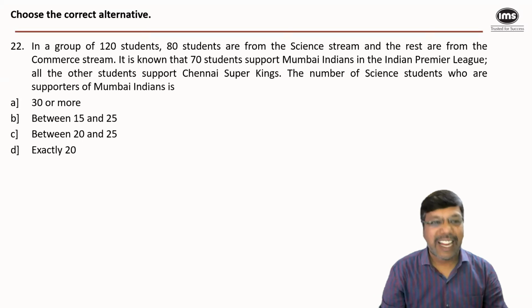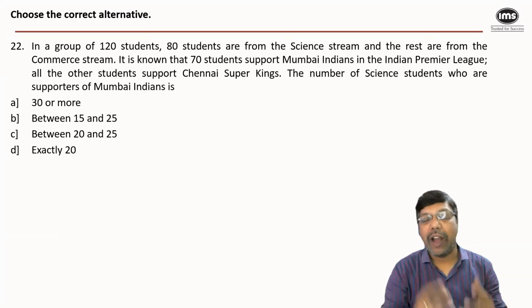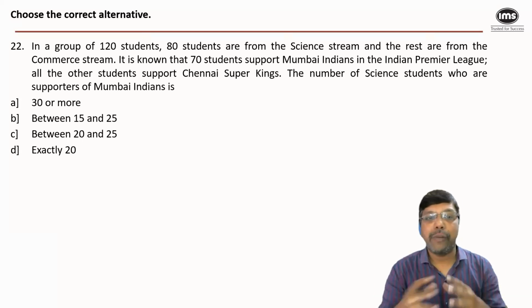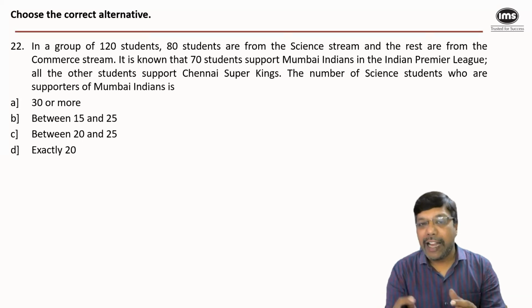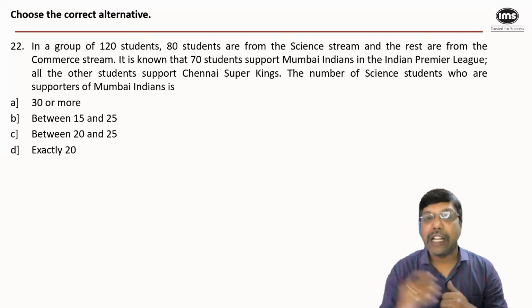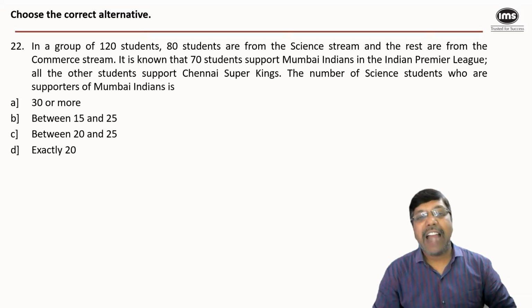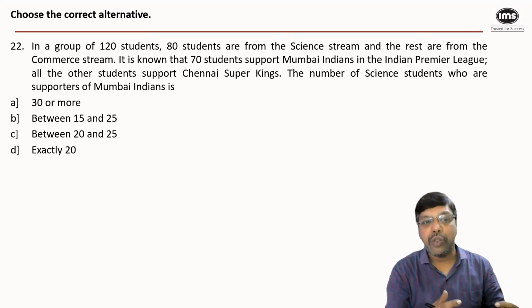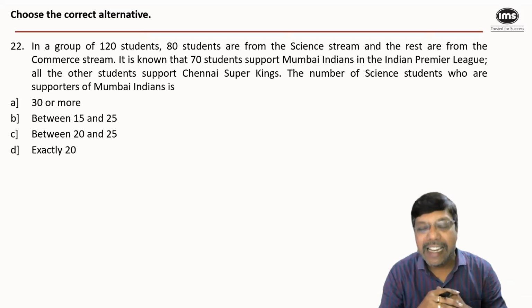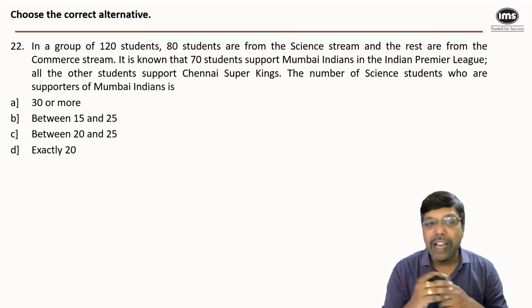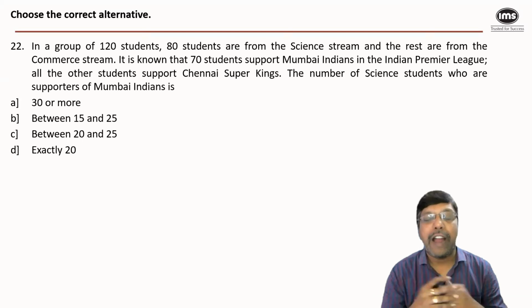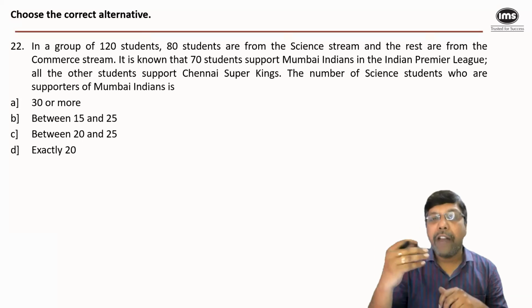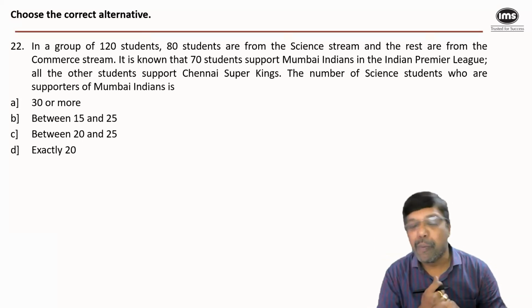Now let's look at the 22nd question. In a group of 120 students, 80 like science and the rest are from commerce, and it is known that 70 out of 120 students support Mumbai Indians team and the others support Chennai Super Kings. We need to find the number of science students who are supporters of Mumbai Indians. Now, if you look at the answer options, we are trying to find the range of this number of students who are from science stream and support Mumbai Indians.